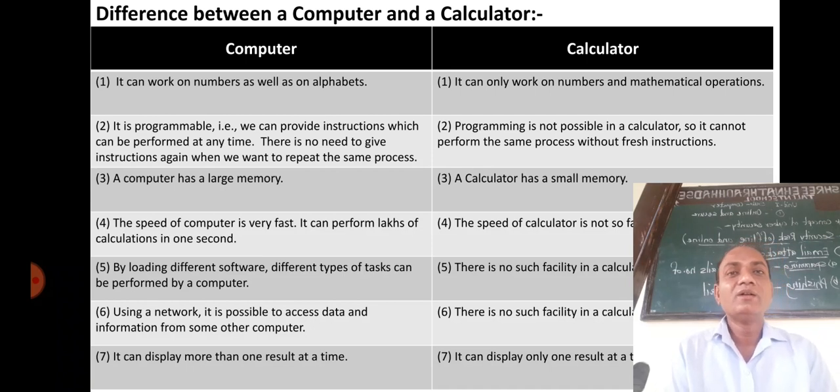Now second, a computer is programmable, that is we can provide instructions which can be performed at any time. Means a computer has programs. On that basis, if we give the instruction or command to the computer, it can perform its work. So there is no need to give the instruction again and again when we want to repeat the same process.